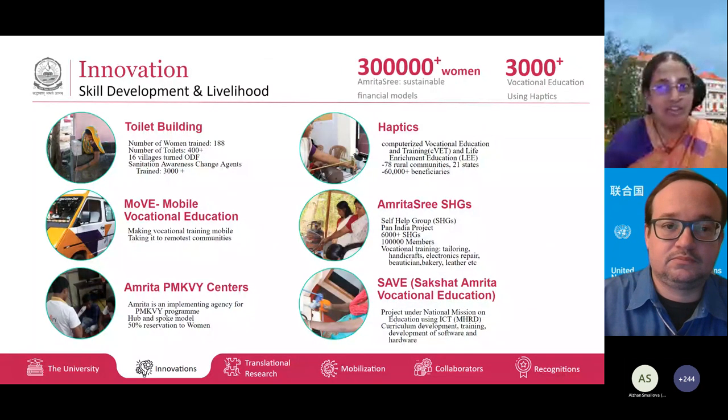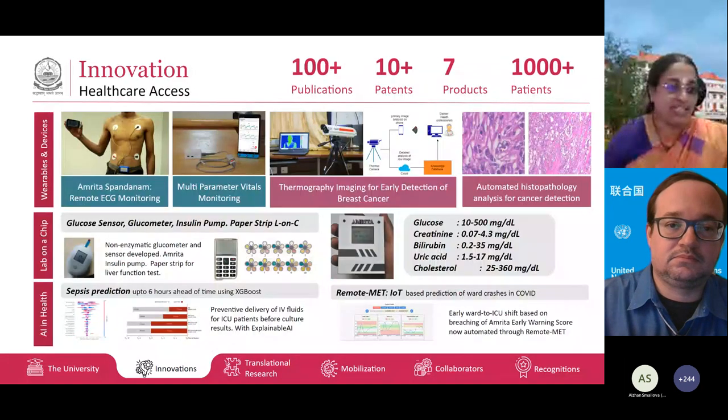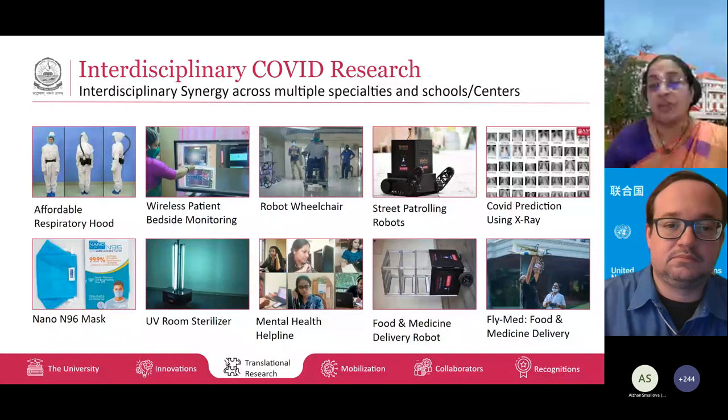And in skill development and livelihood, 300,000 plus women, where we have done toilet building and also at Haptics, we have computerized vocational education for women. And also with respect to healthcare access, we have worked on wearable devices, lab on chip, AI in health, and also the COVID related research, where we quickly came up with sustainable solutions which were needed to bring in the resilience to COVID.